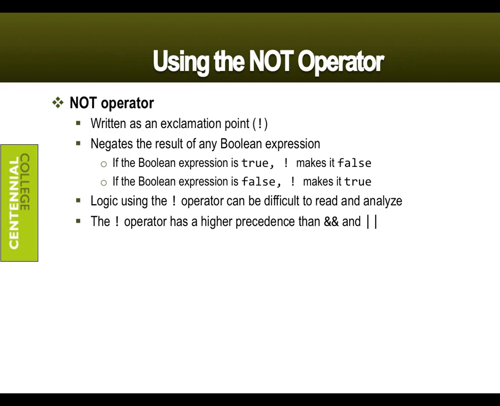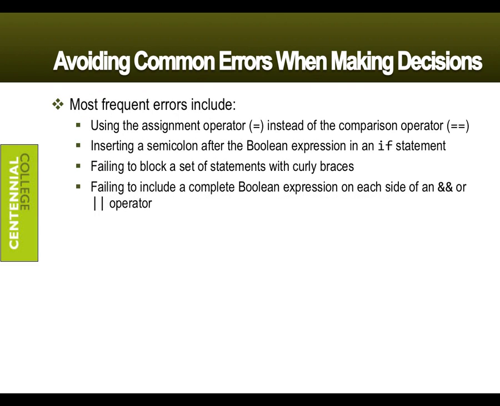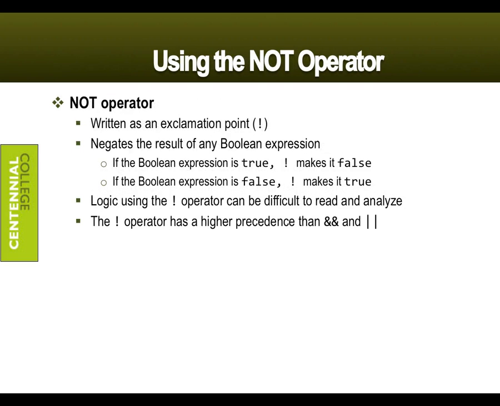Okay, the not operator is when we want to change the value of something to the opposite. An example would be, if the expression is true and I put not in front of it, this exclamation mark, then it turns it from true into false or false into true. It reverses the result.